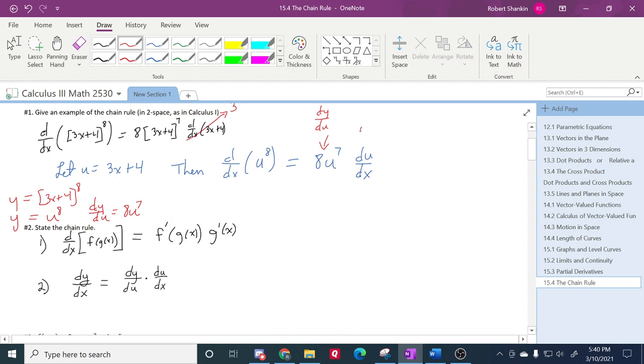And then this is du dx. And these cancel out, and you get dy dx. And this is, now do these in terms, replace the u with 3x plus 4. So this is 8 times 3x plus 4 to the 7th. And then the derivative of 3x plus 4 is just 3. And you're getting the same answer as we had before. Alright? Give me a little feedback on the way we state the chain rule.